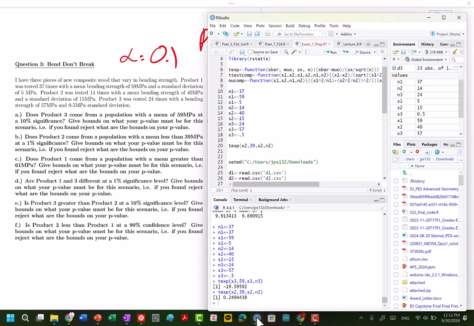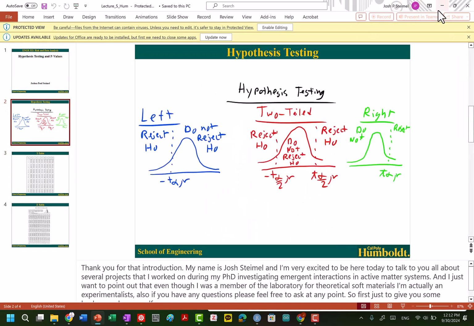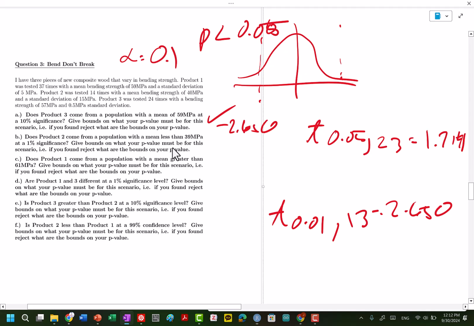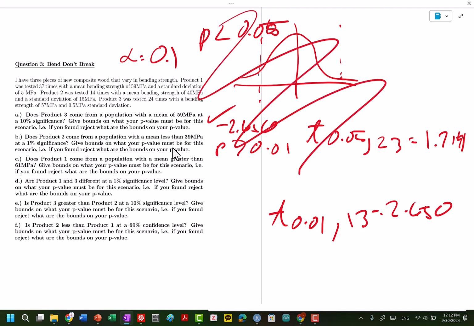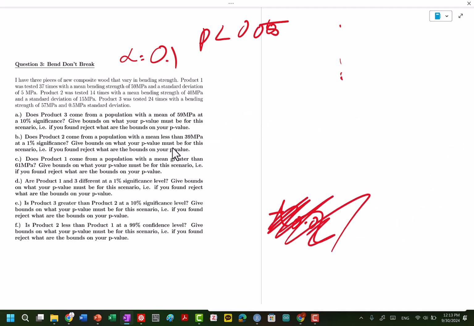So what do we have here? This is our T experimental. We are on the right of the critical value, so we are in the do not reject regime. So we know that here, our p-value is going to be greater than 0.01. Fantastic. I'm just going to erase this in here. There we go.